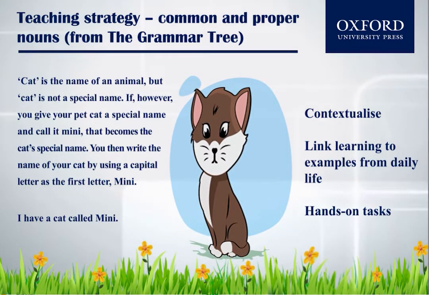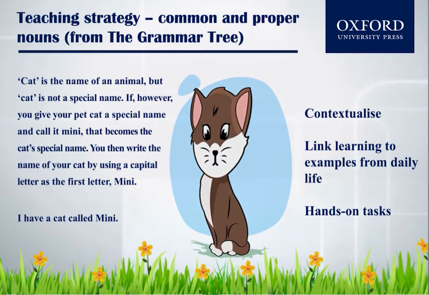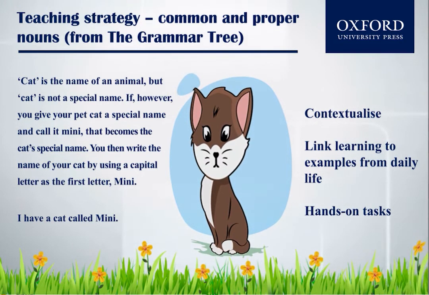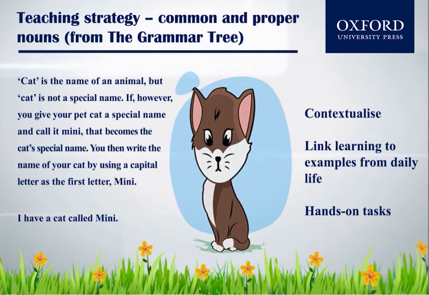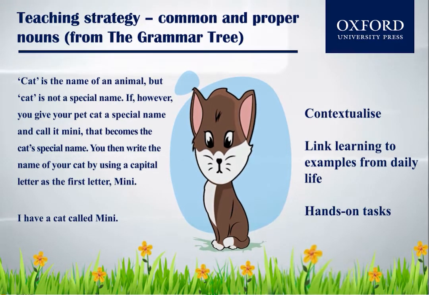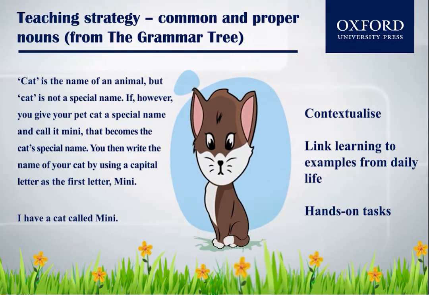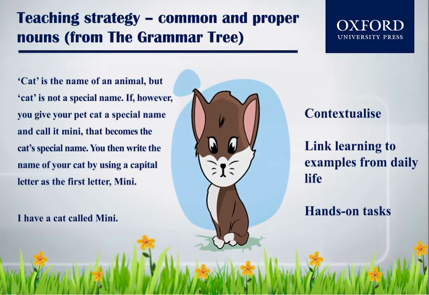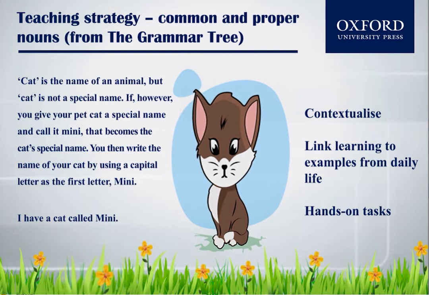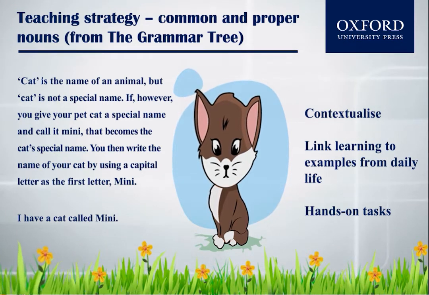The teacher would help contextualize the story by asking students if they have a pet at home or if they've seen cats in other people's houses or stray cats out on the road. What is the difference between the cats that they see out on the road and the cats that they keep at home? One of the differences is that their pet cat might have a special name.